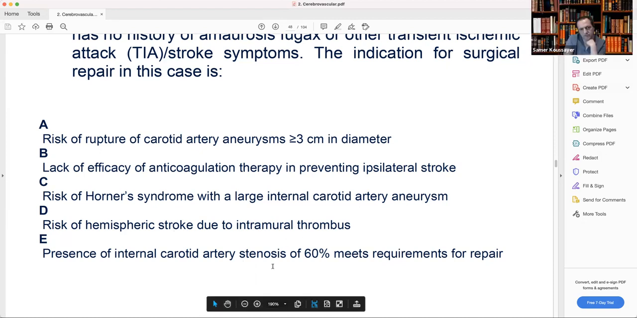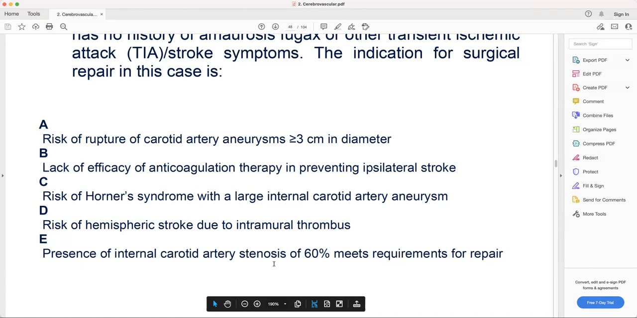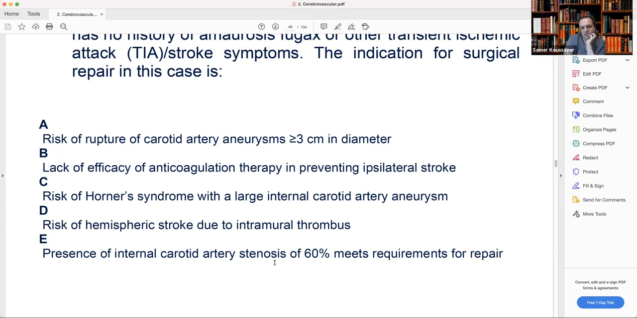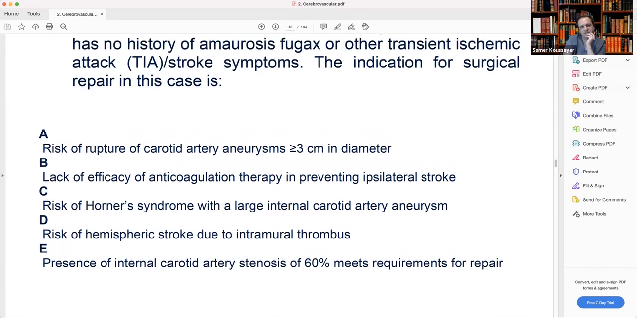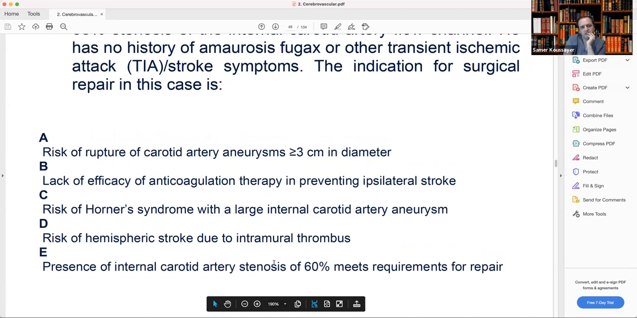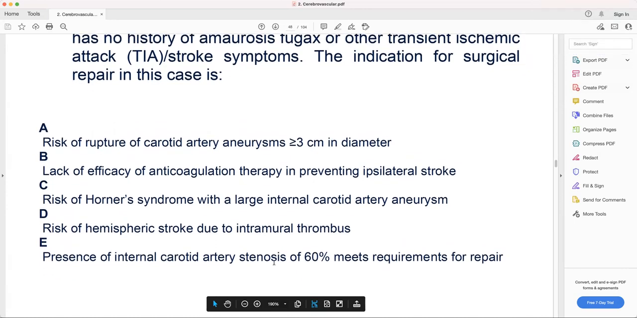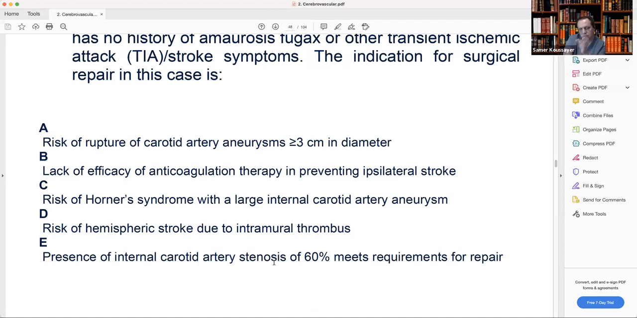Presence of internal carotid stenosis of 60% meets requirements for repair. No, I don't think this is the indication. The indication is the aneurysm. Correct. Okay. So it's a bit tricky, but it is straightforward. We always treat the aneurysm to prevent stroke, not rupture. And again, unfortunately, we don't have a definite size. We go with double the size of the ICA, okay?